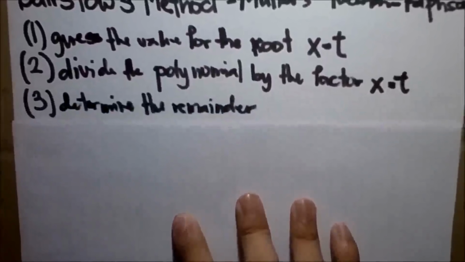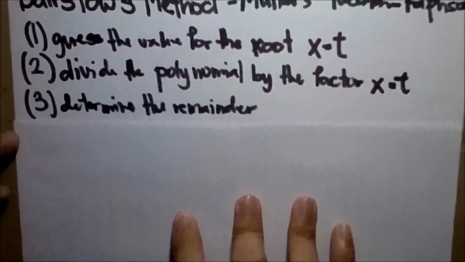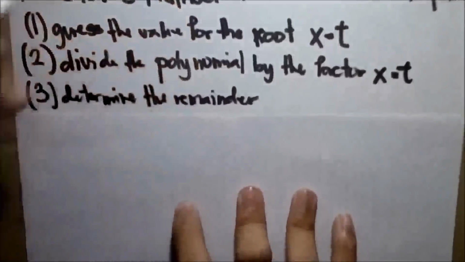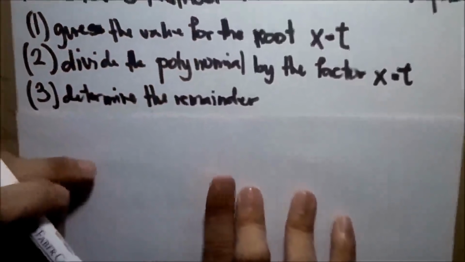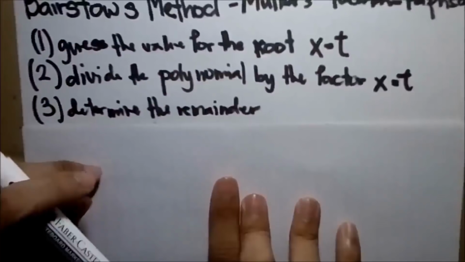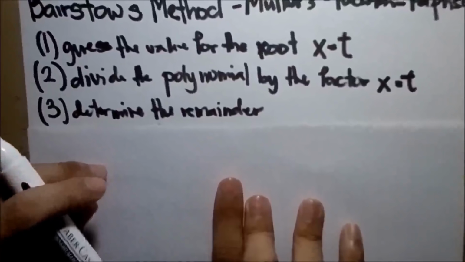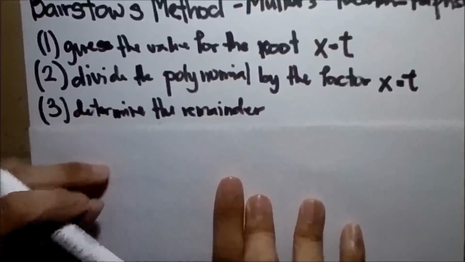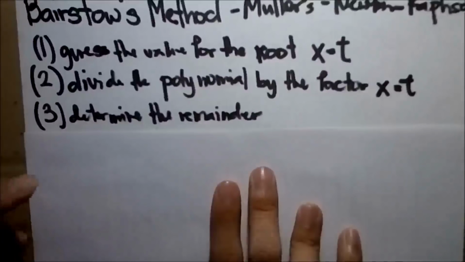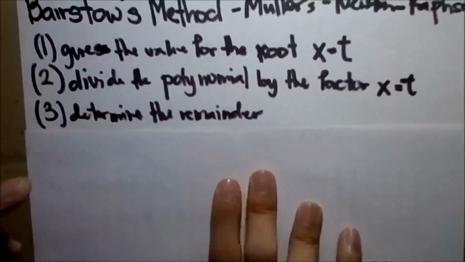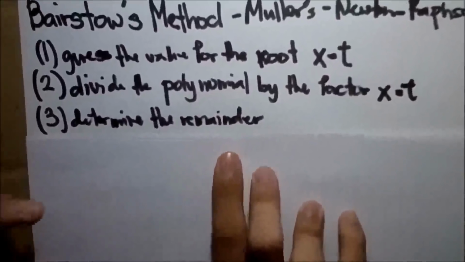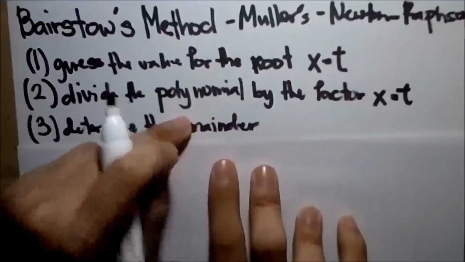And the third step is to determine if there is a remainder. This remainder is crucial in this method because as long as we get a remainder at the final answer, our answer is still far from the true value. So, we must iterate for more until the remainder becomes 0.